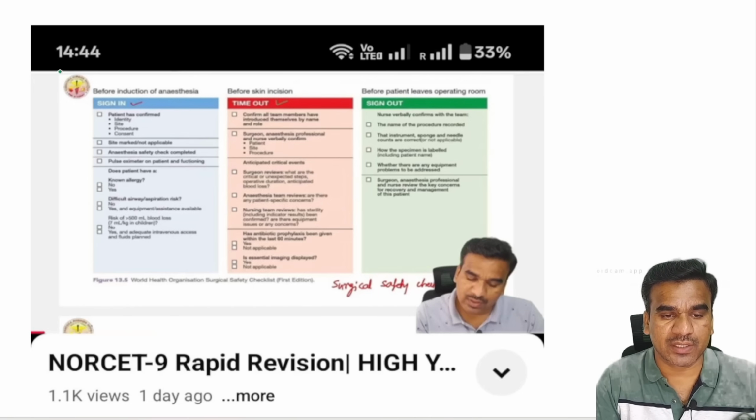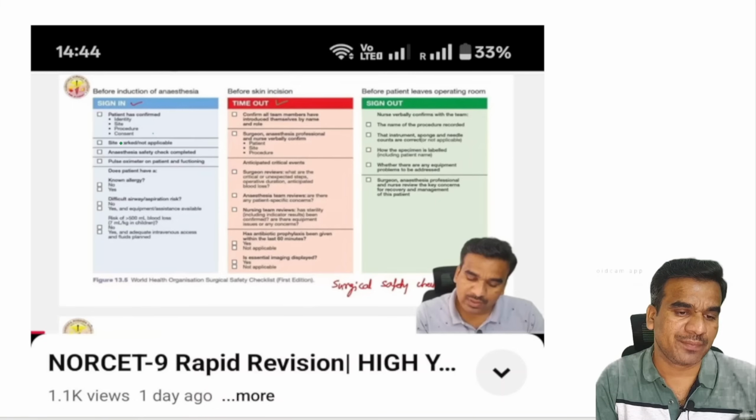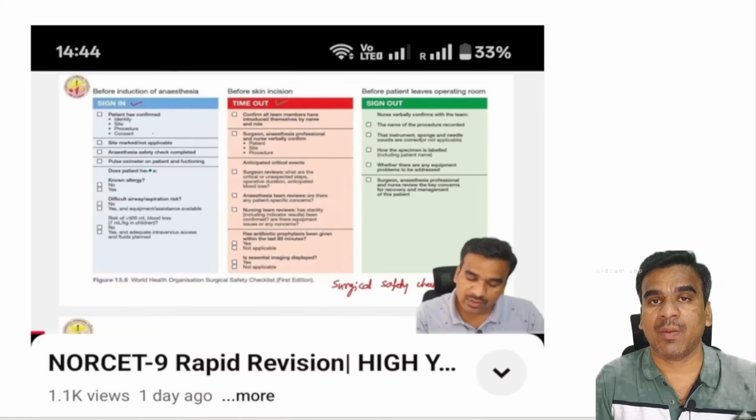So here I have explained the sign in. See here also I clearly explained the sign in procedure, because they will ask all these things in the examination. The same thing, just one day before the examination you can watch the video. So sign in means site marking is essential for which of the operations.